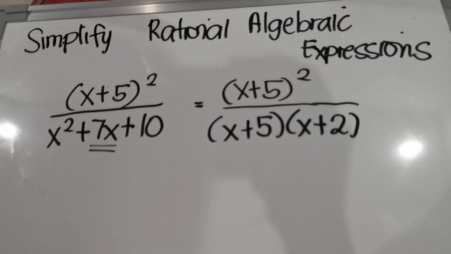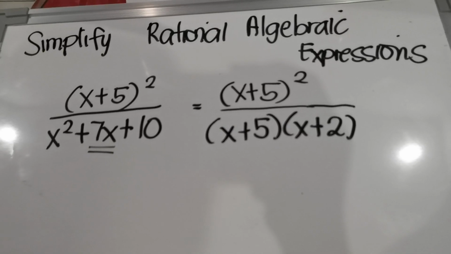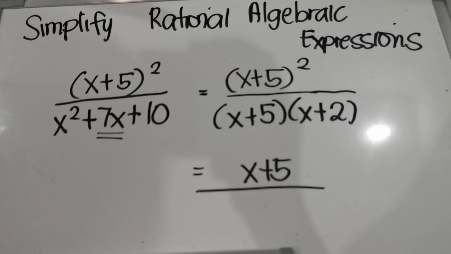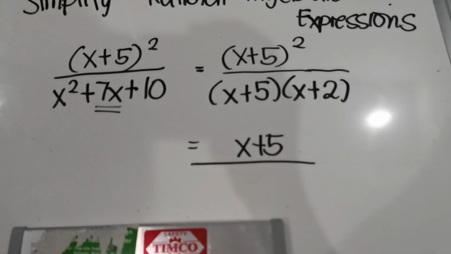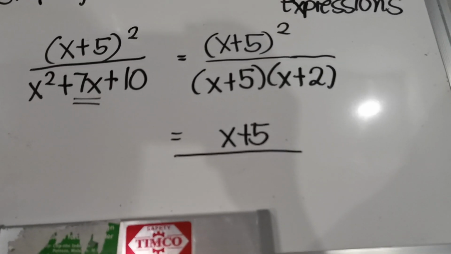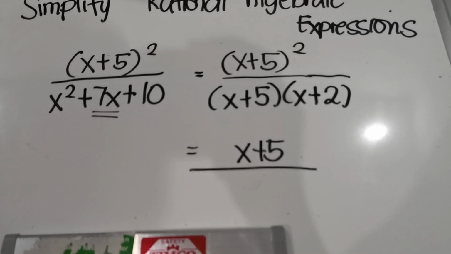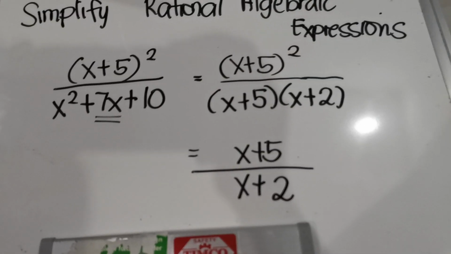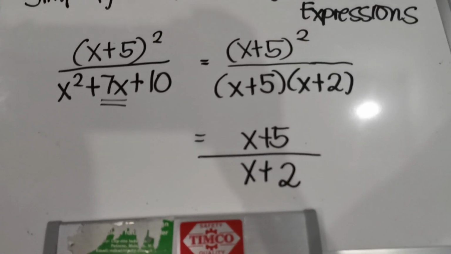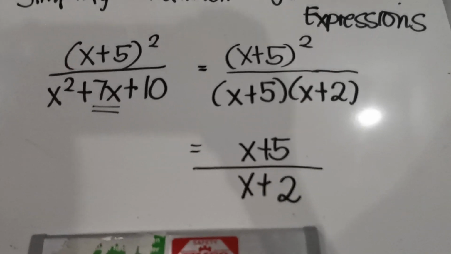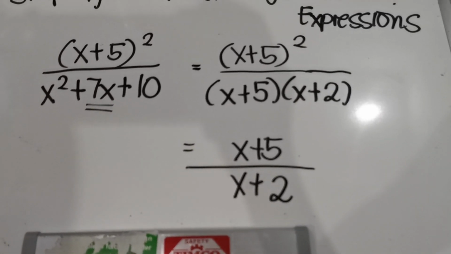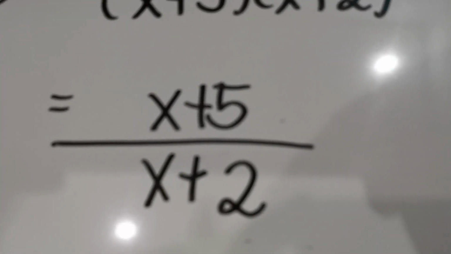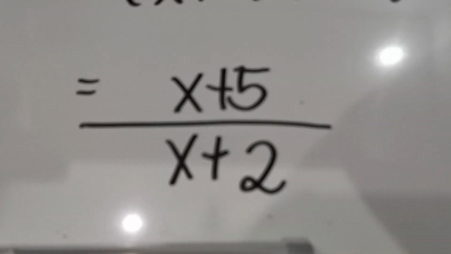Since that is positive, so saan natin ilalagay si x plus 5? Okay, correct. Since ang ating exponent positive 1, so numerator natin siya ilalagay. And then, on the denominator, since wala naman na-cancel kay x plus 2, so we can rewrite x plus 2. And the final answer, or the simplified form ng ating x plus 5 squared divided by x squared plus 7x plus 10, is x plus 5 all over x plus 2.